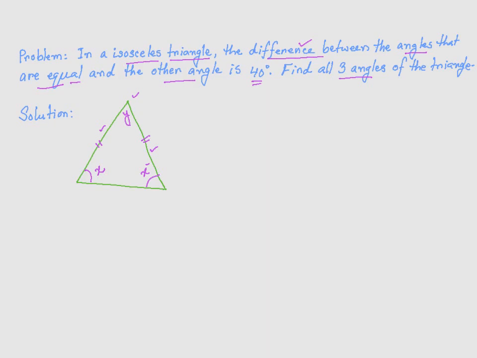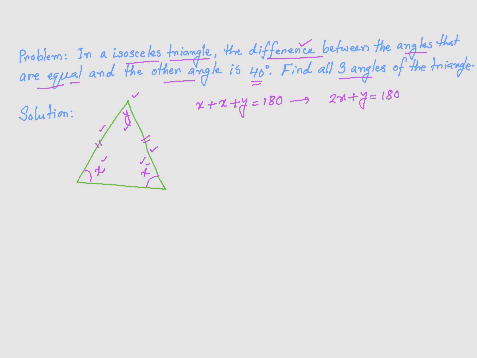We know that the sum of the interior angles of a triangle is 180 degrees, meaning this x plus this x plus this y must be 180. So x plus x plus y is equal to 180 degrees. If I simplify it further, I can write it as 2x plus y is equal to 180.